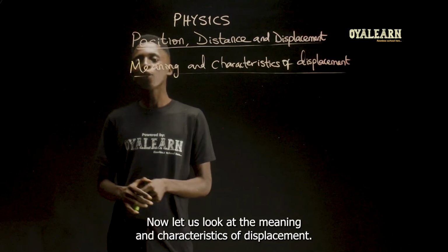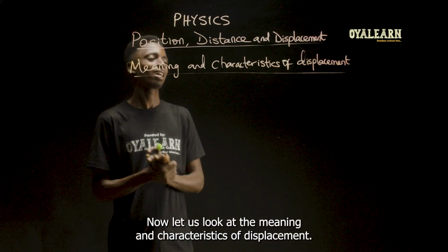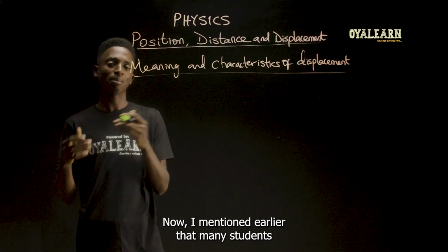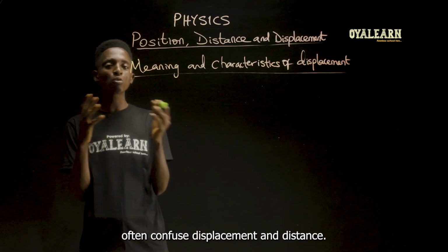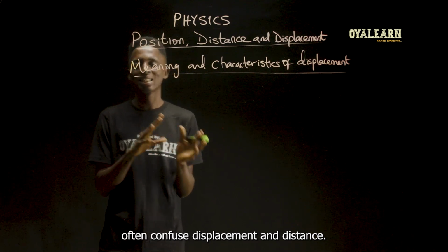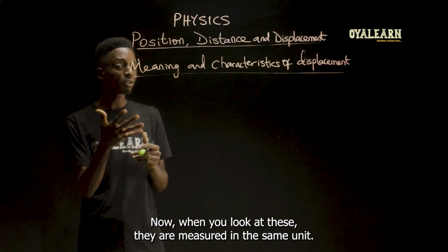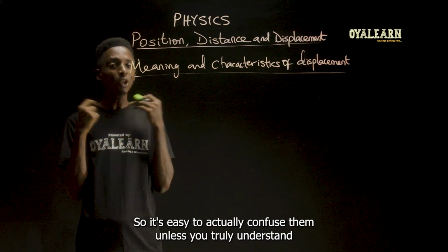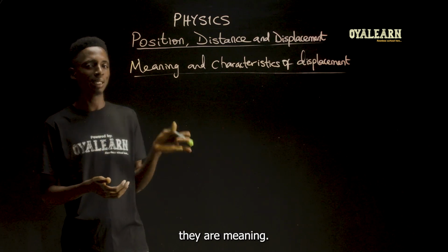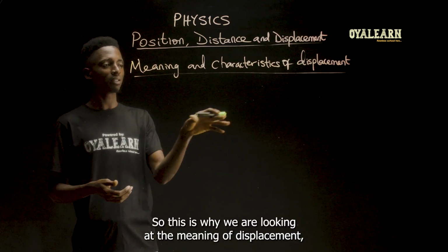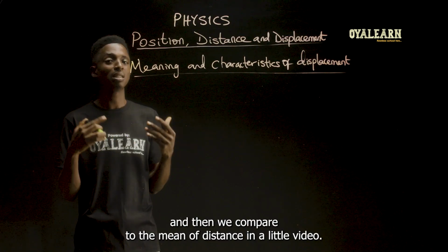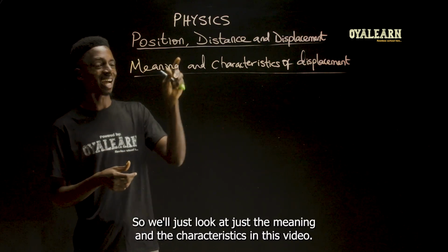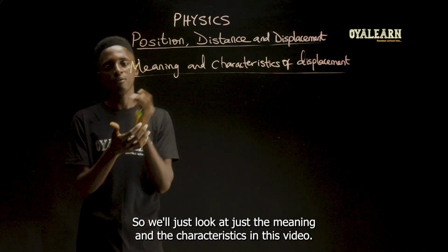Now let us look at the meaning and characteristics of displacement. I mentioned earlier that many students often confuse displacement and distance. When you look at these, they are measured in the same unit, so it's easy to confuse them unless you truly understand their meaning. So this is why we are looking at the meaning of displacement, and then we'll compare it to the meaning of distance in a later video. So we'll just look at the meaning and the characteristics in this video.